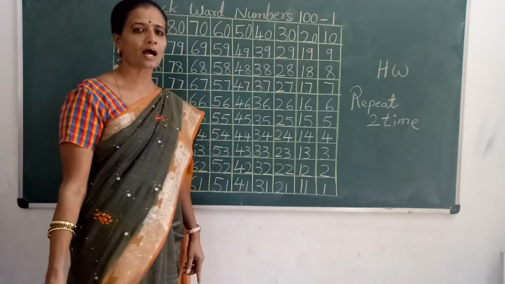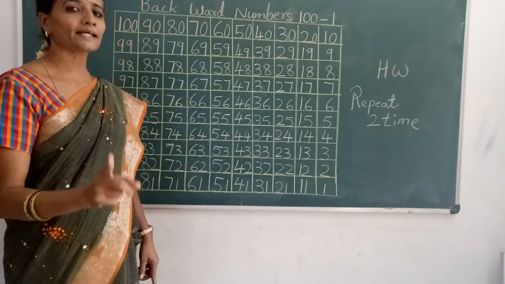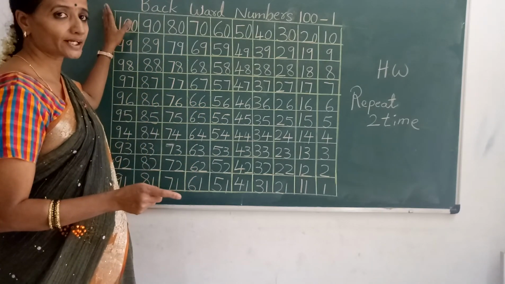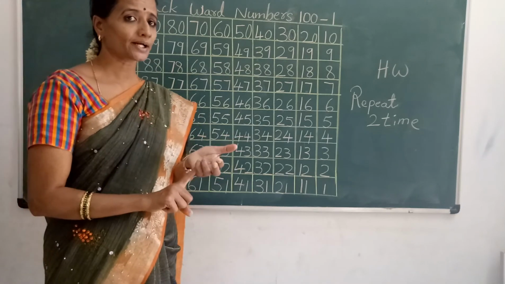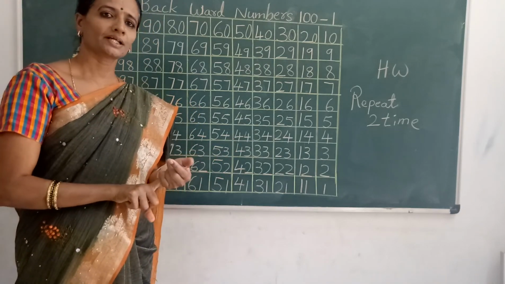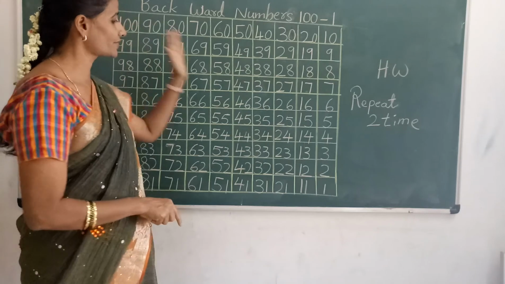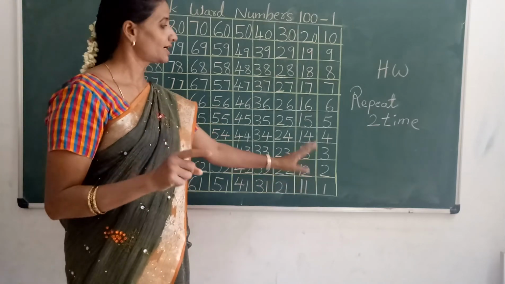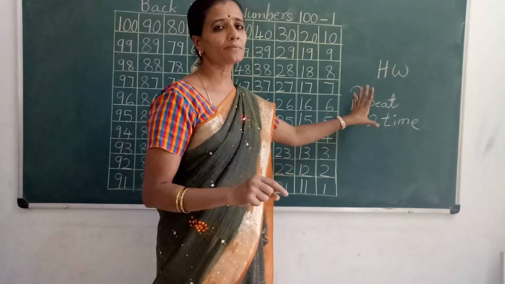Okay, children, we have to learn and write neatly. In the 200 pages square line book, you already wrote 1 to 100 and number names 1 to 10. Next, this one you have to write one time, and repeat the same in the book 2 times at home.